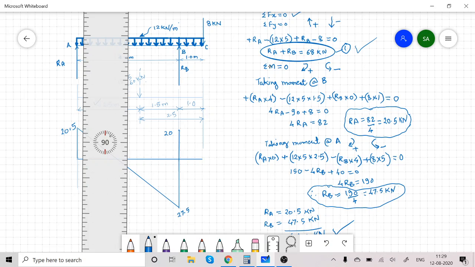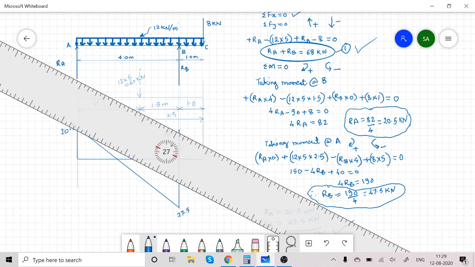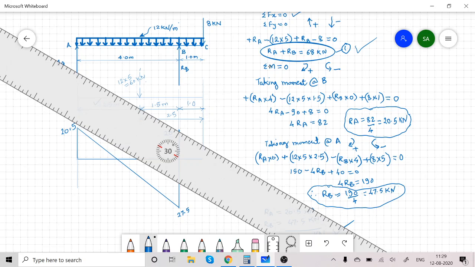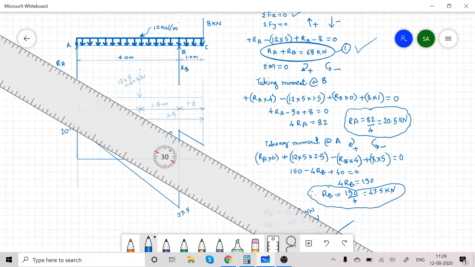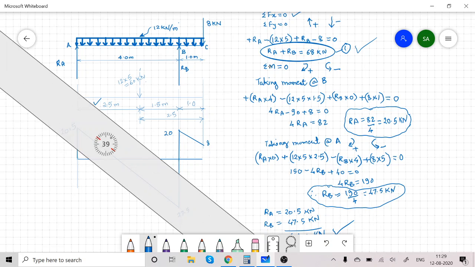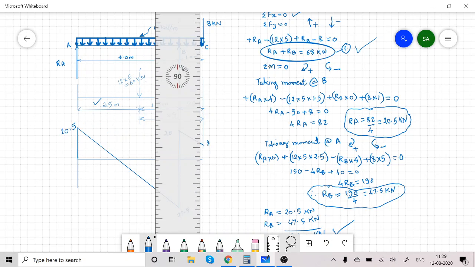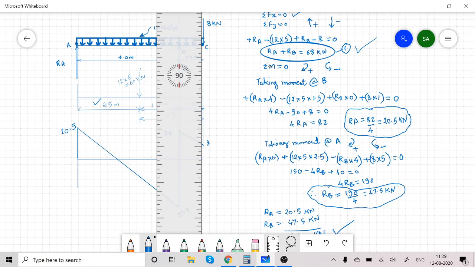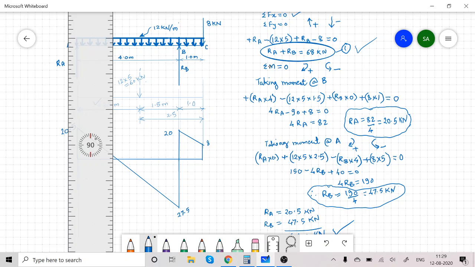Then from B to C there is a gradual drop of 12 kilonewton because the intensity is 12 kilonewton per meter and the distance is only 1 meter. So I got here 8. How? 20 minus 12, so 8, and at C there is a sudden drop of 8 kilonewton as there is a point load at C, which is 8 kilonewton.